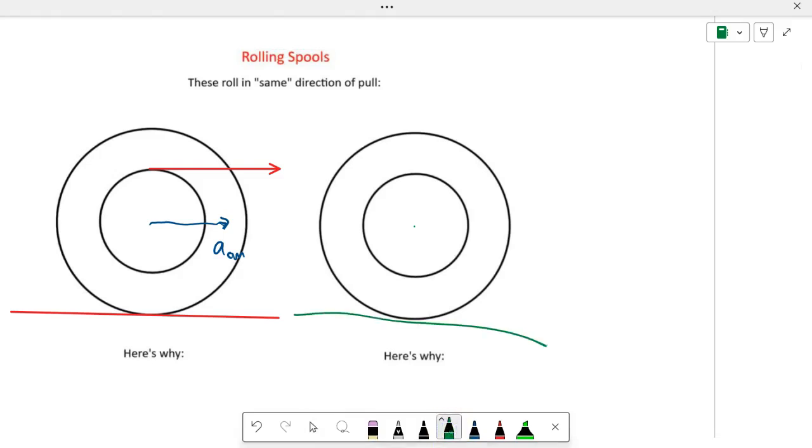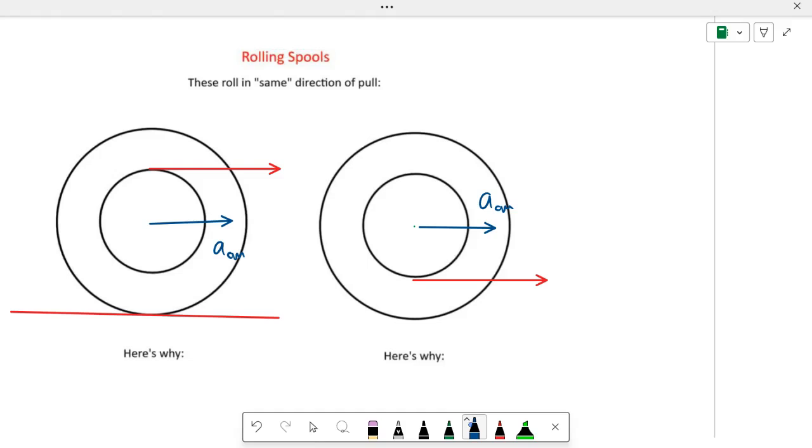If you have a spool like this and you pull down here, it might feel like, shouldn't this thing unroll and go that way? Well, this thing also ends up center of mass accelerating. You will also get a center of mass acceleration to the right.